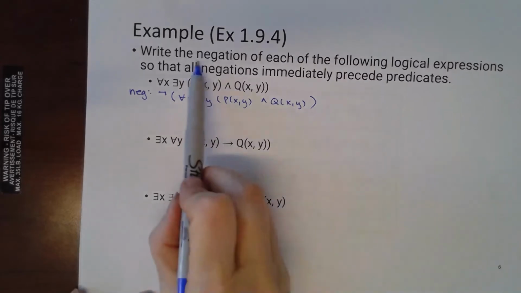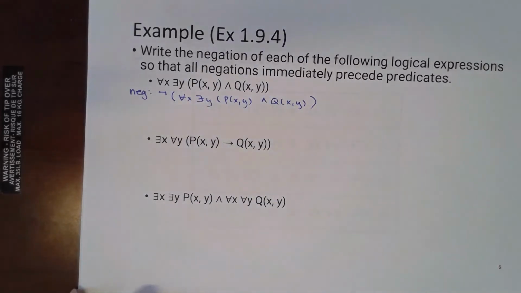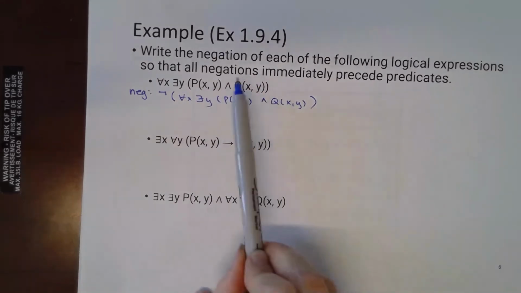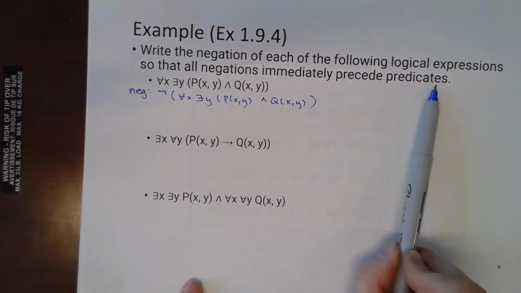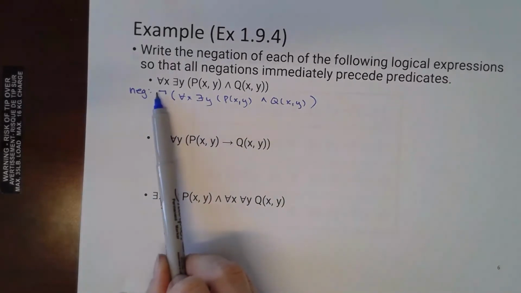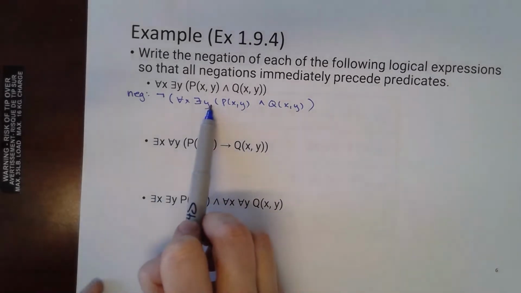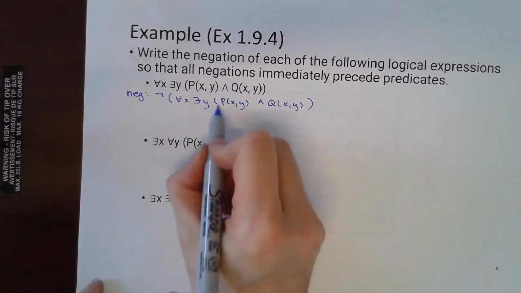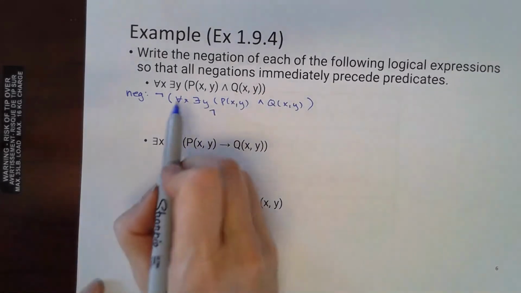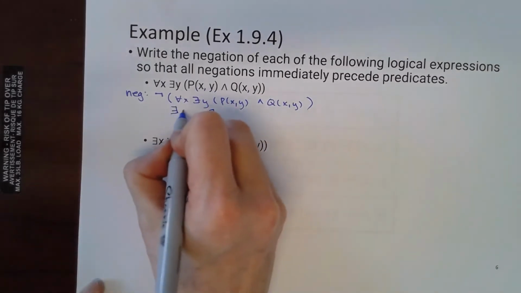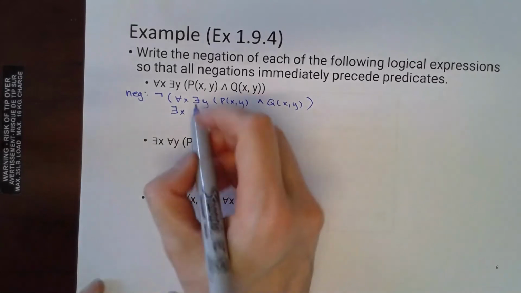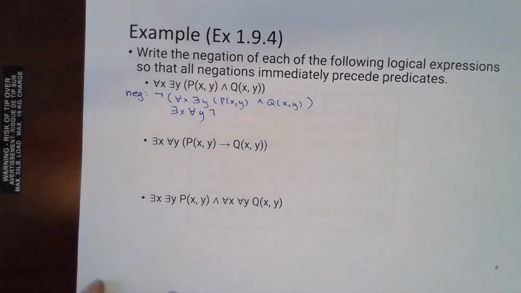So when it says write the negation of each, I'm simply going to put a not in front of what was there. That's what makes it the negation. Now I want to make sure that all negations immediately precede predicates. Well, this negation is not immediately before a predicate, so I've got to move it past the quantifiers. When I move it past the quantifiers, this universal quantifier is going to change to existential, and this existential will change to universal.